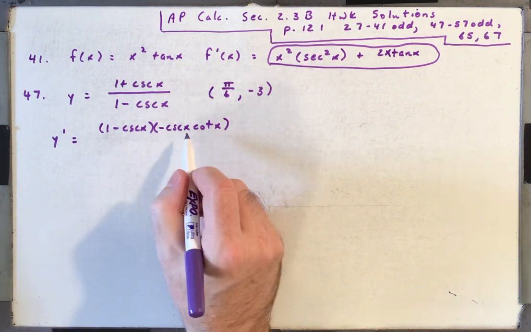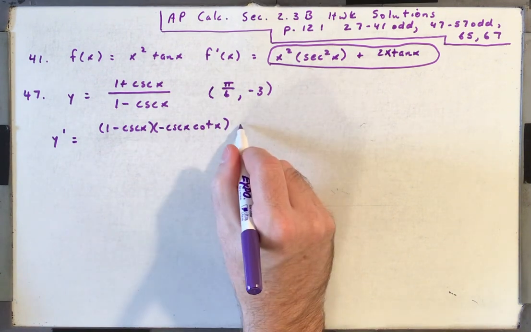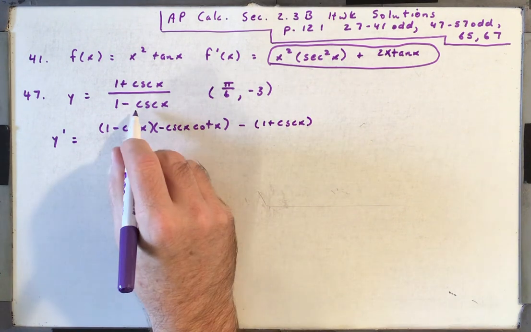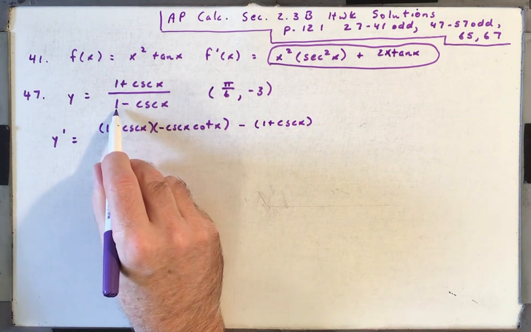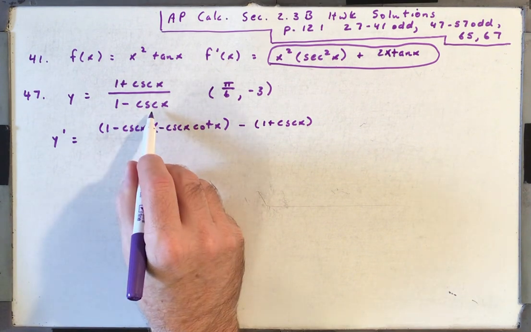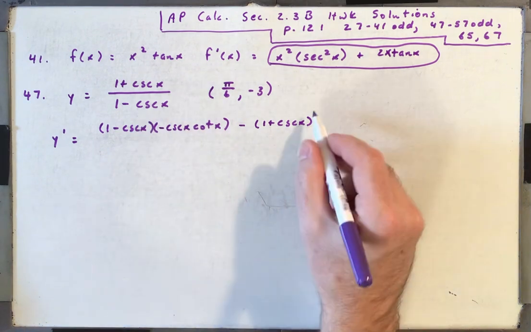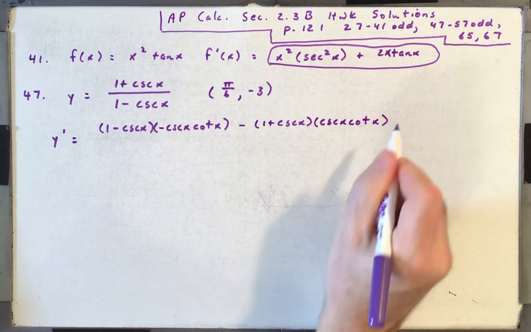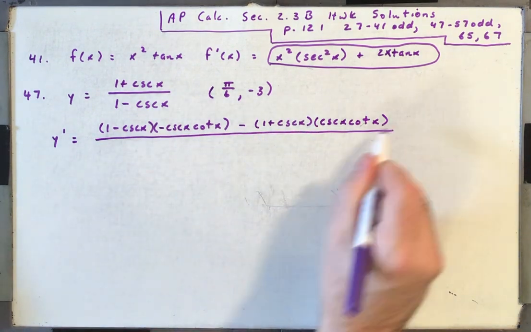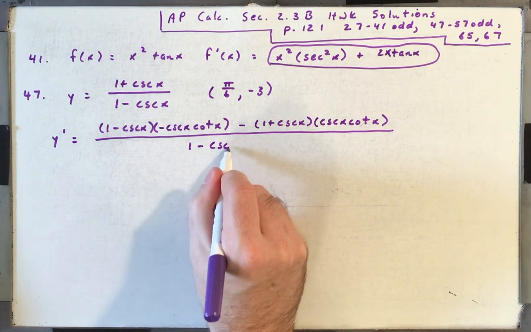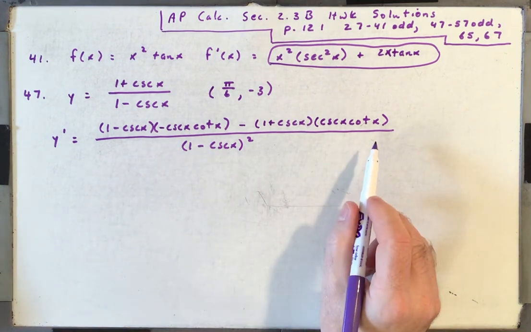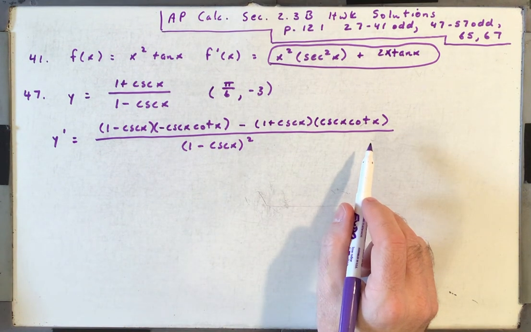All right, so that's the bottom times the derivative of the top, minus the top, 1 plus cosecant x, times the derivative of the bottom. Well, the derivative of 1 is 0. The derivative of minus cosecant x would be just positive cosecant x cotangent x, all over the bottom squared. Now, I'm not going to FOIL all those out and try to clean all that up. I'm just going to go ahead and plug in pi over 6 now.